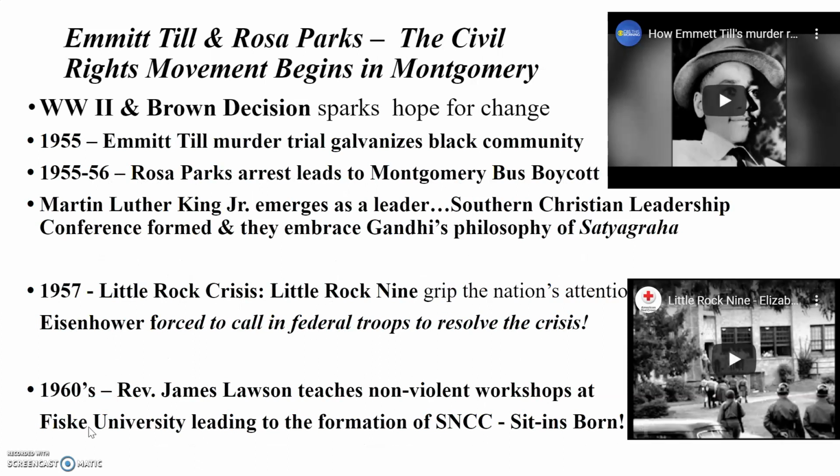Now, one of the things that really kickstarts the movement in terms of a national exposure to the plight of African Americans, particularly in the Deep South, is the murder of Emmett Till. Now, this is going to be a little bit of a heavy subject matter, but it's something that we do need to get into. Now, Emmett Till was a boy from the North. His family had participated in the Great Migration, and he had gone down to the South to visit family.